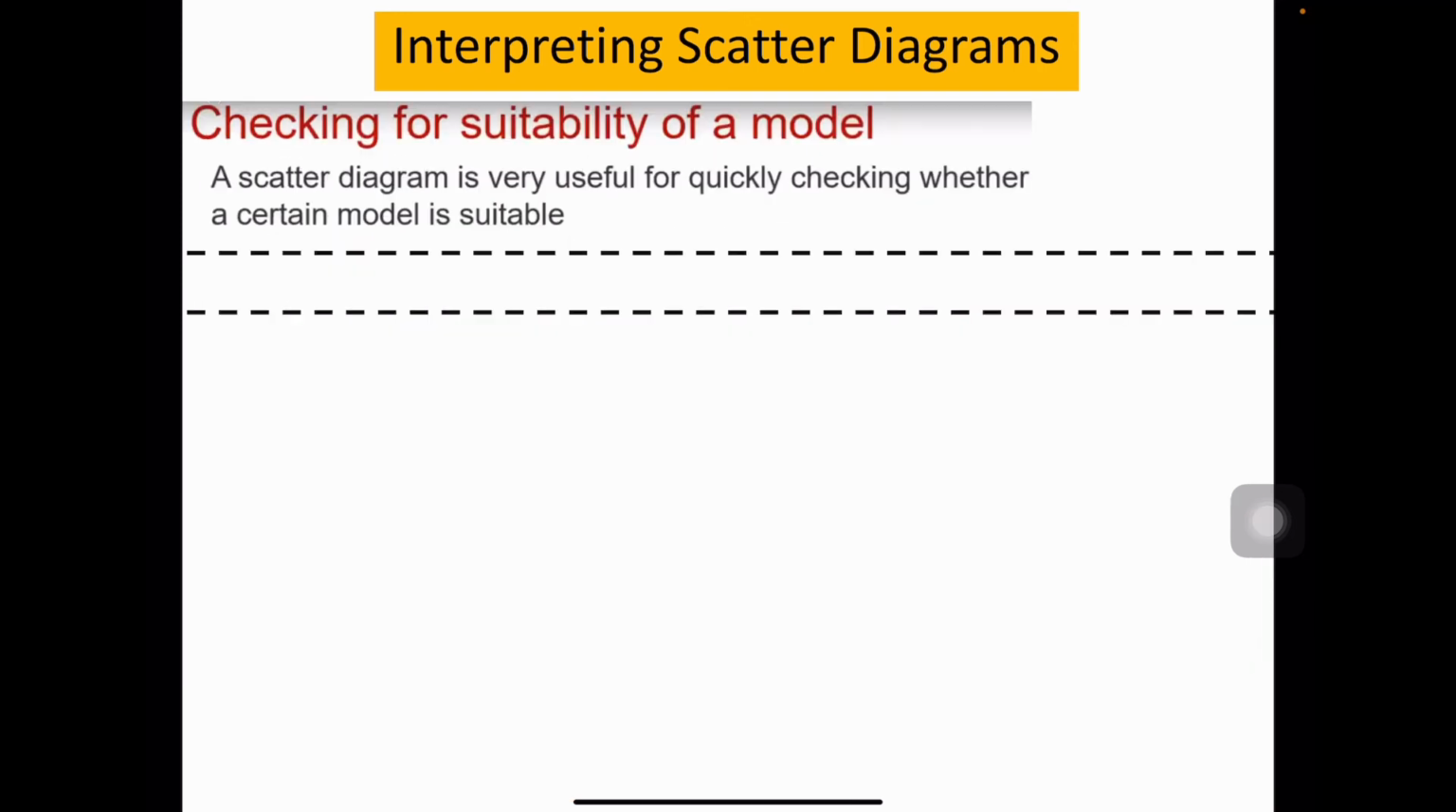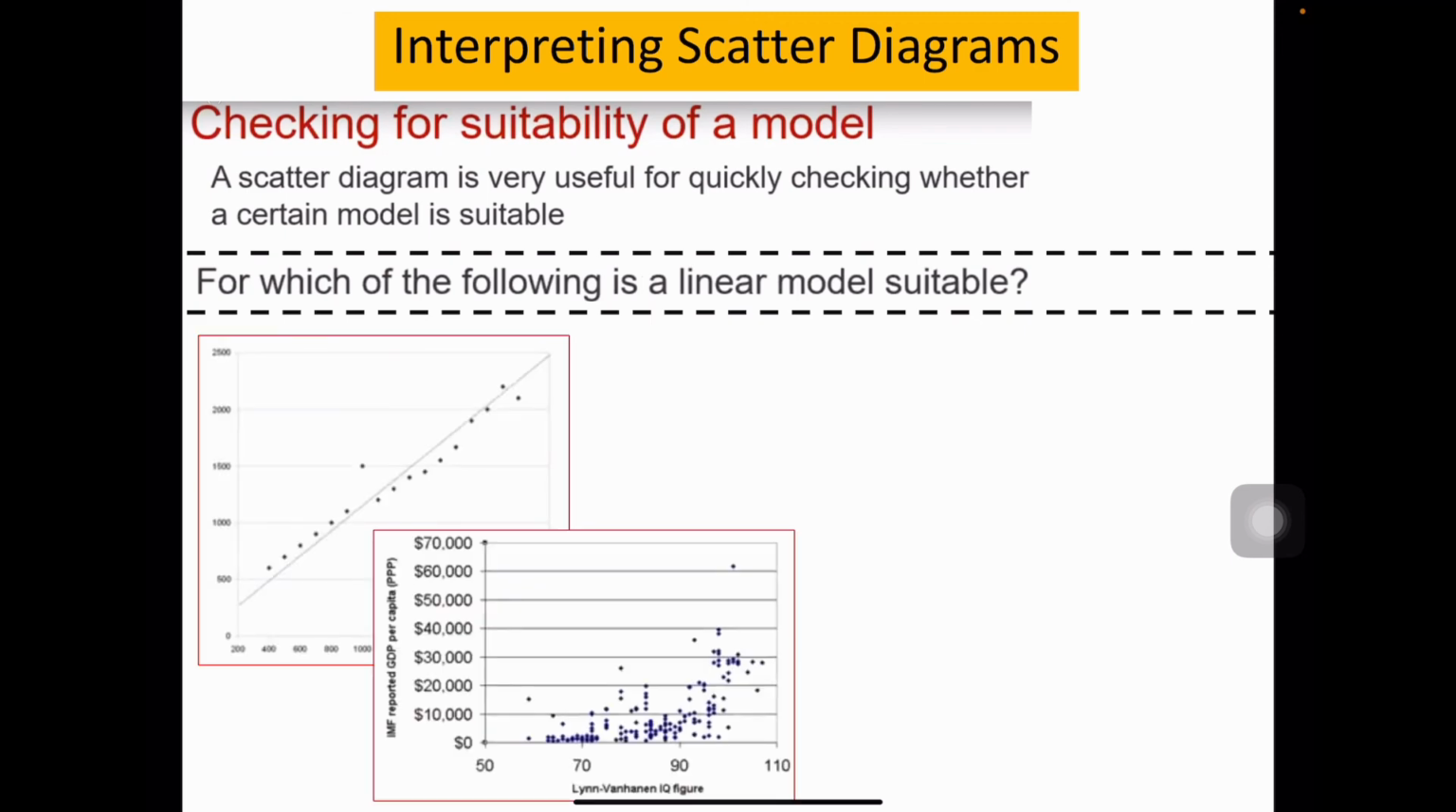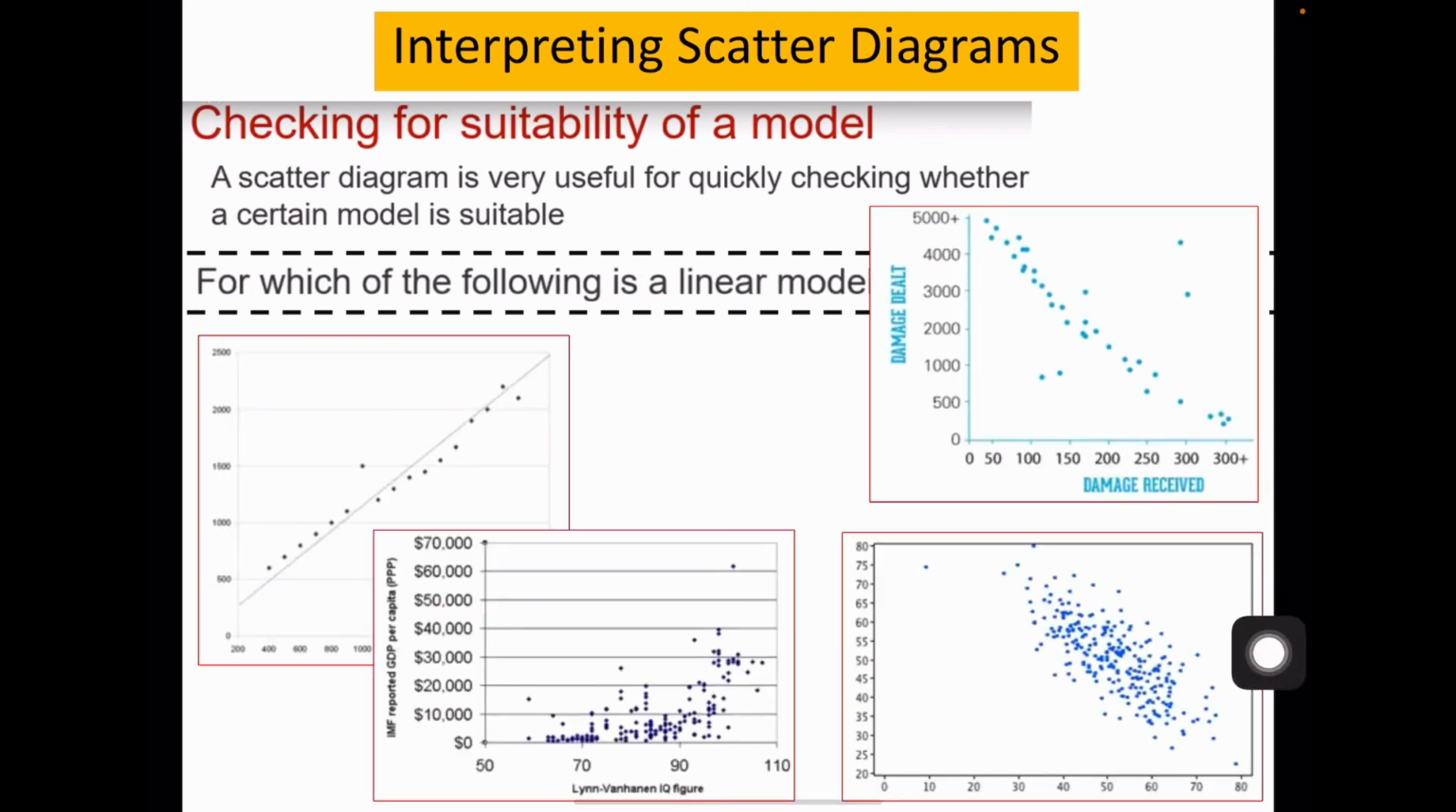So another thing you can do with scatter diagrams is check the suitability of a particular model. For which of the following is a linear model suitable? Have a go at answering that question for these four graphs, and I'll go through the answer in a sec. Remember, a linear model means can you draw a straight line through it?